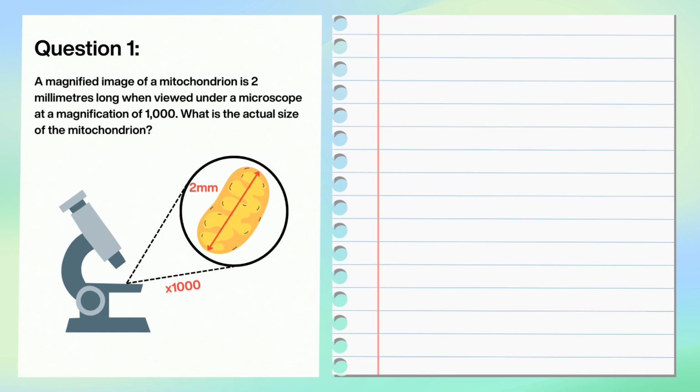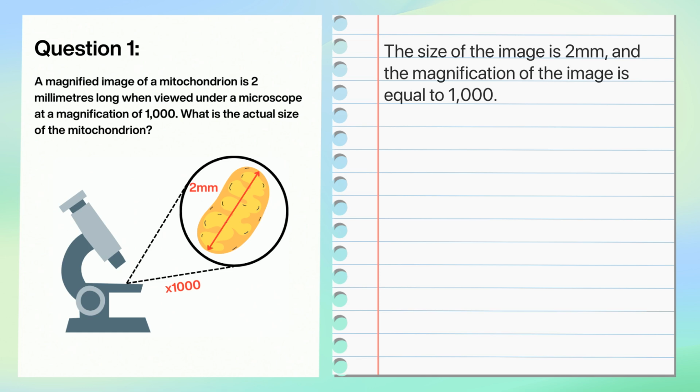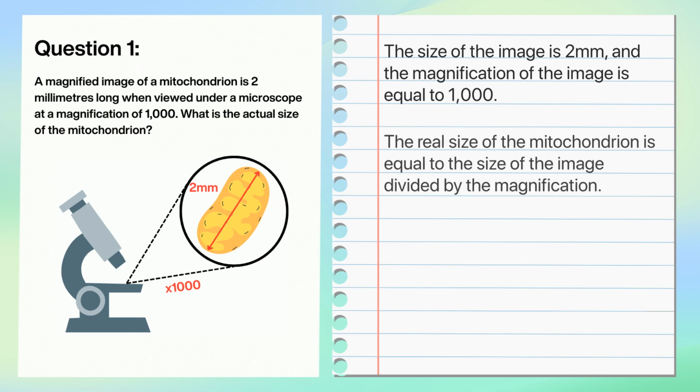Firstly, let's recognize the key information. The size of the image is 2 millimeters, and the magnification of the image is equal to 1000. We now need to apply the rearranged formula to figure out the real size of the mitochondrion. The real size of the mitochondrion is equal to the size of the image divided by the magnification. Hence, the size of the real object is equal to 2 divided by 1000.